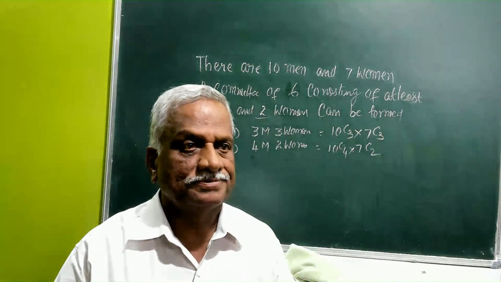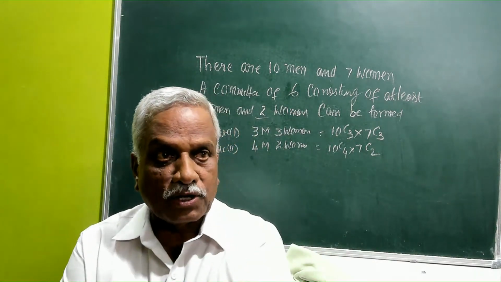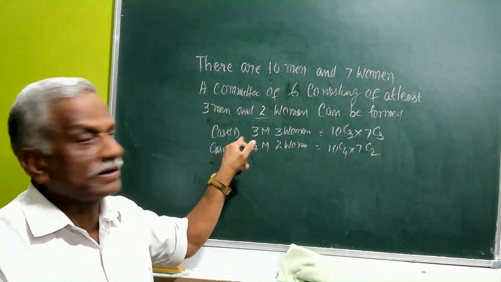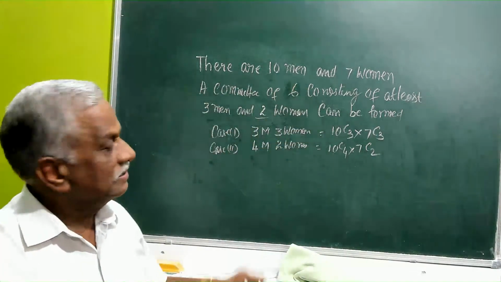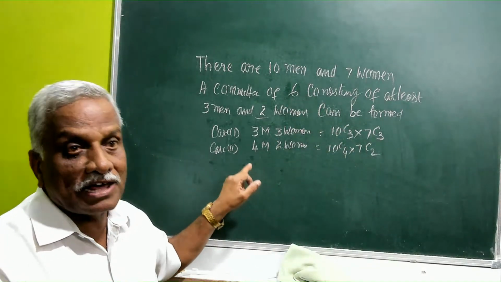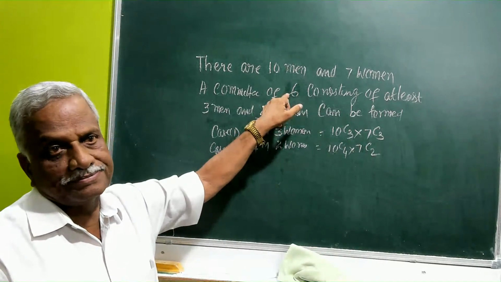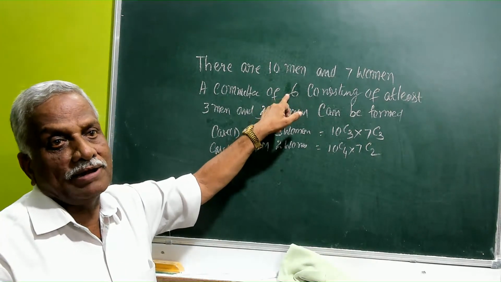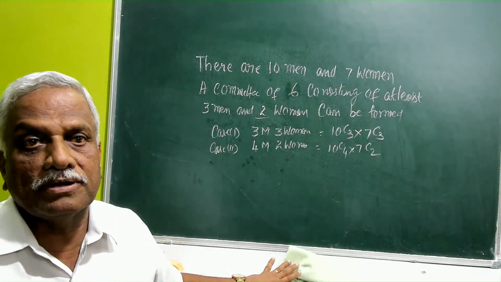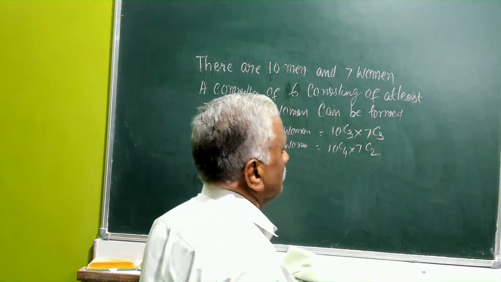I repeat, you can understand the concept. A committee should have at least 3 men and 2 women. So what we did in the first case is we selected 3 men and 3 women. It was 6. Now I can select 4 men and 2 women. I cannot select 5 men. The moment I select 5 men, the committee should have only 6 people. Therefore, you have to select only 1 woman. But the condition is that the committee should have at least 2 women. Therefore, only 2 possibilities. So you can just work it out.